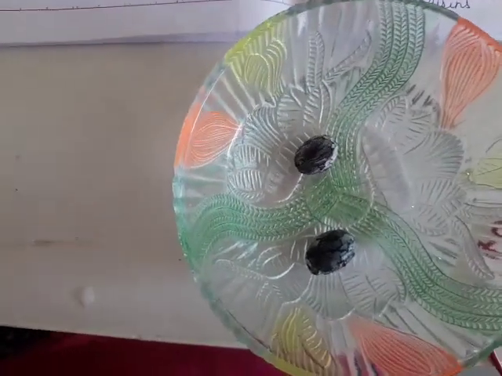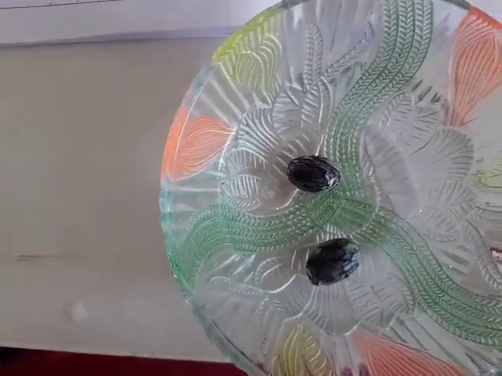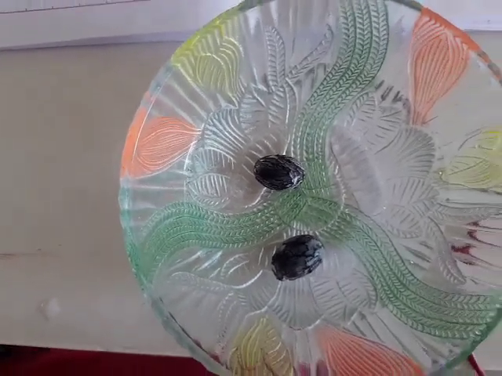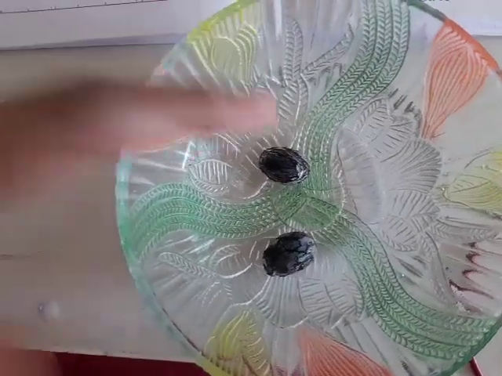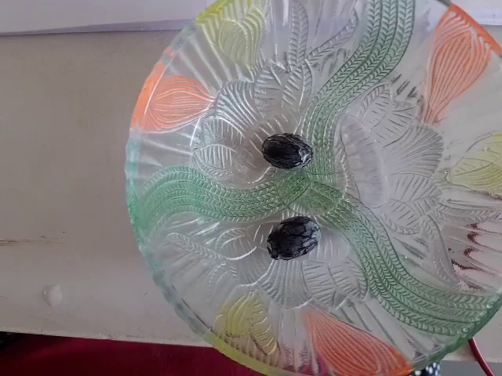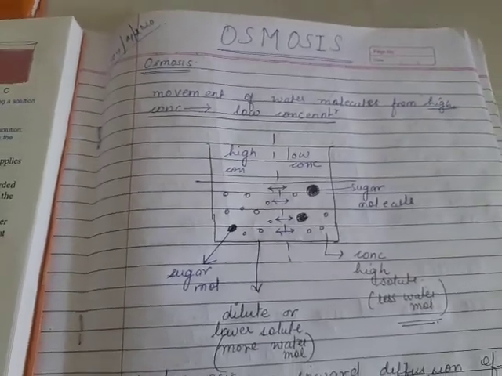Now this process itself is called osmosis, and this osmosis process is beneficial for the absorption of water in the roots. Now if you see, these raisins are swollen, so what is the reason behind the swelling of these raisins, right? Why have they swollen? For this we need to understand first what is actually called osmosis.